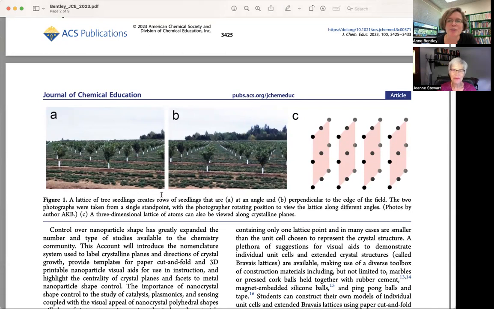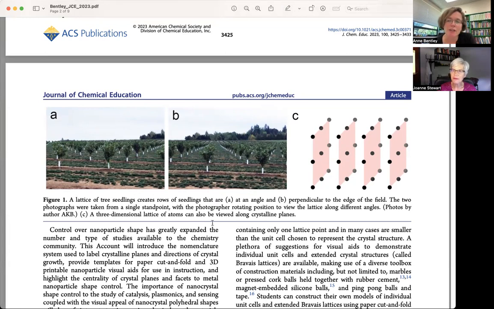If you look at this field from one angle, you can see one set of lattice planes. But if you shift your perspective just a little bit, you can see another set of lattice planes. And I'm always taking pictures like that to try to explain to students what we mean by the concept of lattice planes. So the C part of this image here shows how this would be applied to a crystal lattice, which is a repeat unit of atoms.